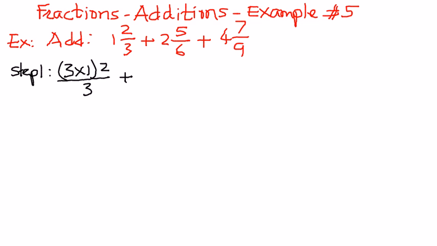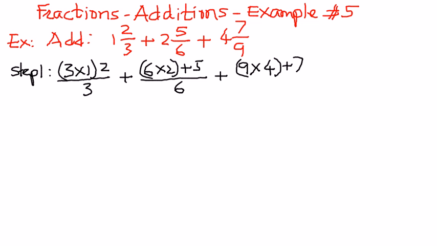We do the same thing for the second mixed number. Take the denominator, multiply it by the number on the side, take the product of that, and then add the numerator part to it, and the whole of that is going to be divided by the denominator. And for the third fraction, we have the denominator 9, we're going to multiply it by the number on the side, which is 4, and then add 7 to it, and divide the whole thing by 9.